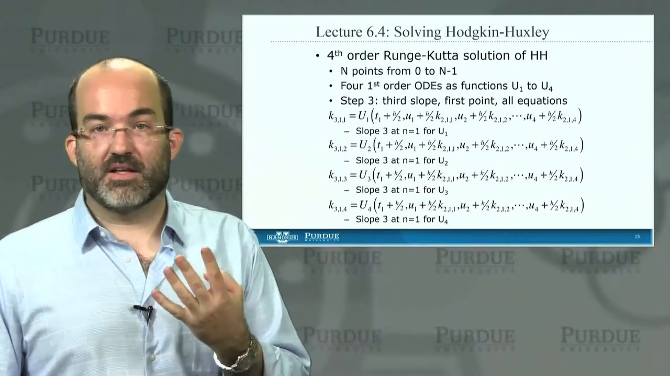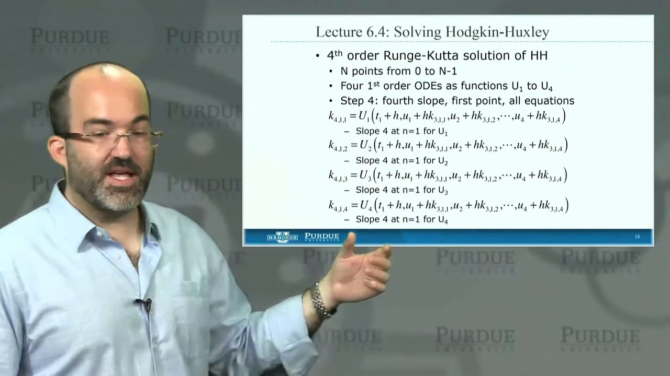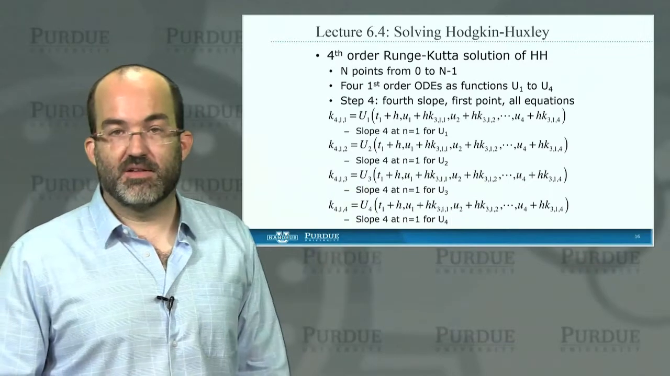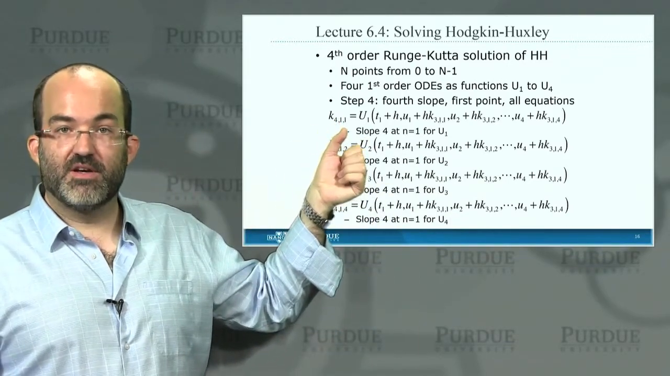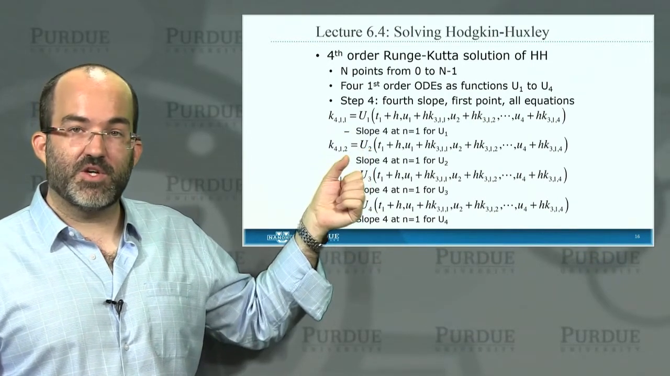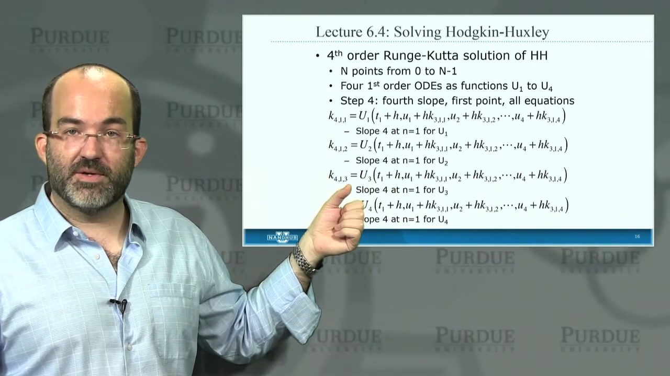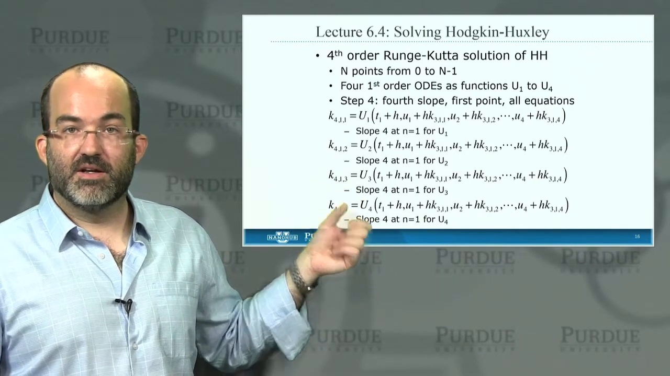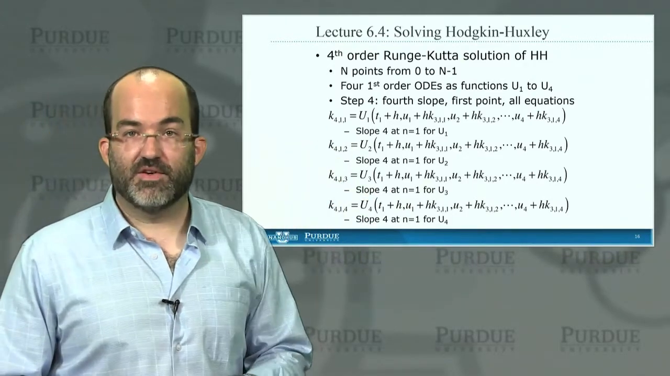Then we move on to calculating the fourth slope. And the fourth slope is calculated at the end point. And you can see that here when we're evaluating, we're not multiplying h over 2, we're multiplying h times the third slopes. So we're going to calculate first the fourth slope for the first point for the first equation, k411, the fourth slope for the first point for the second equation, k412, the fourth slope for the first point for the third equation, k413, the fourth slope for the first point for the fourth equation, k414. Now we have all four slopes for all four equations, all at the first point.